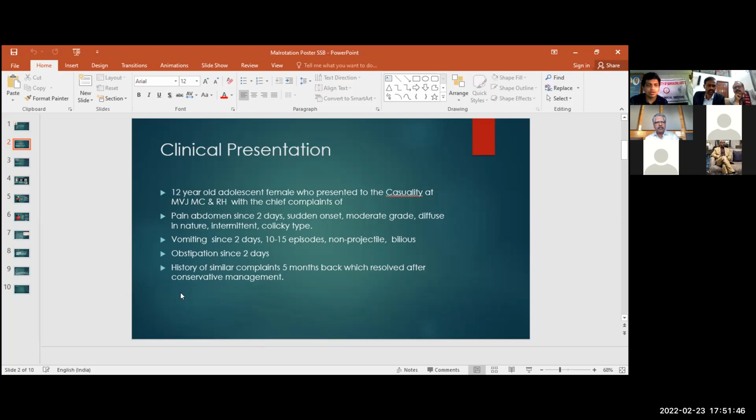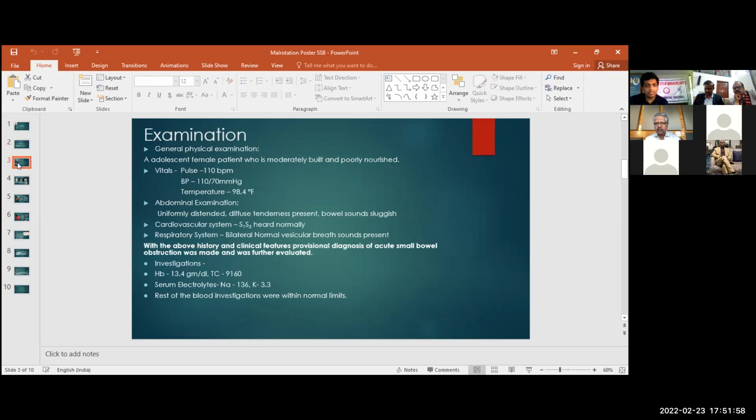Vomiting, 10 to 15 episodes, non-projectile, bilious, obstipation since 2 days, history of similar complaints 5 months back, which resolved after conservative management. On examination, an adolescent female patient who is moderately built and poorly nourished. Vitals: pulse 110 beats per minute, BP 110/70 mmHg, temperature 98.4 degrees Fahrenheit. Abdominal examination revealed uniform distension with diffuse tenderness, and bowel sounds were sluggish. Cardiovascular system: S1, S2 heard normally. Respiratory system: bilateral normal vesicular breath sounds present.